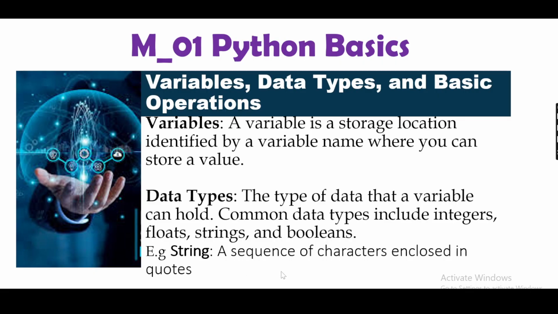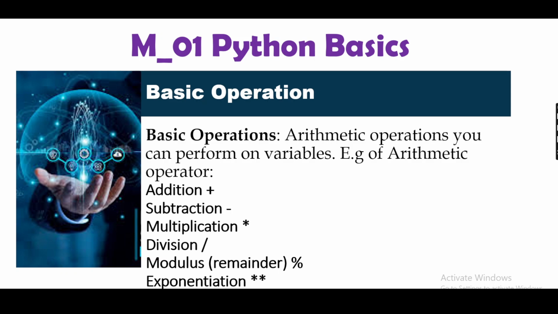So because they are text, you need to enclose them in quotes. Enclose them in quotes. All right. So basic operation, just like you have your mathematics, we have arithmetic operations. You can perform different arithmetic operations, just like your plus, your subtraction, multiplication. This is the sign. Division, you have the symbol.